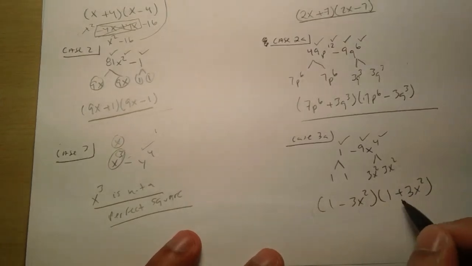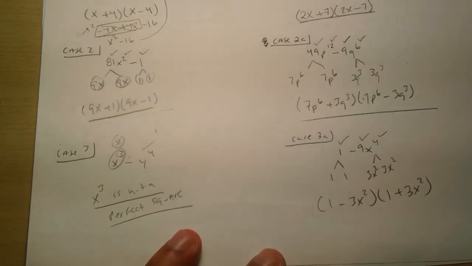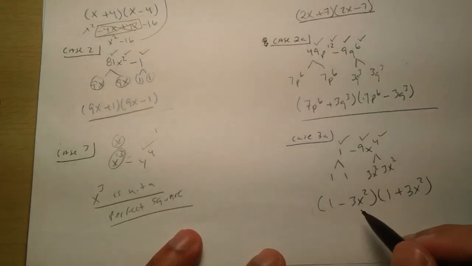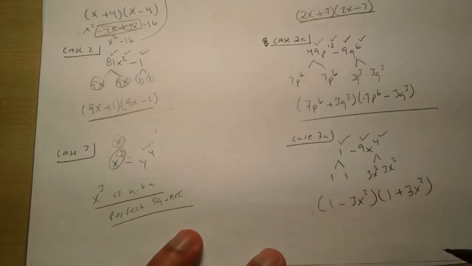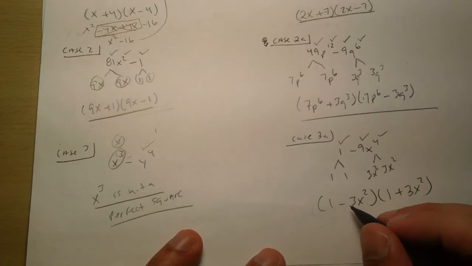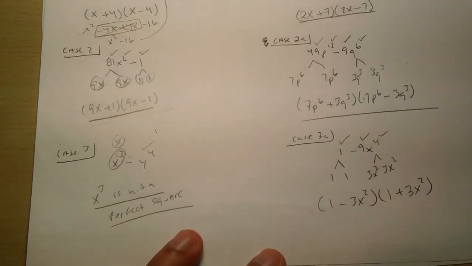Now don't forget about your alternating signs. It doesn't necessarily matter which one you start, as long as it begins with 1 and 3x squared and 1 and 3x squared. Okay, so one has to be positive and the other one has to be negative. Okay, and that will be it.